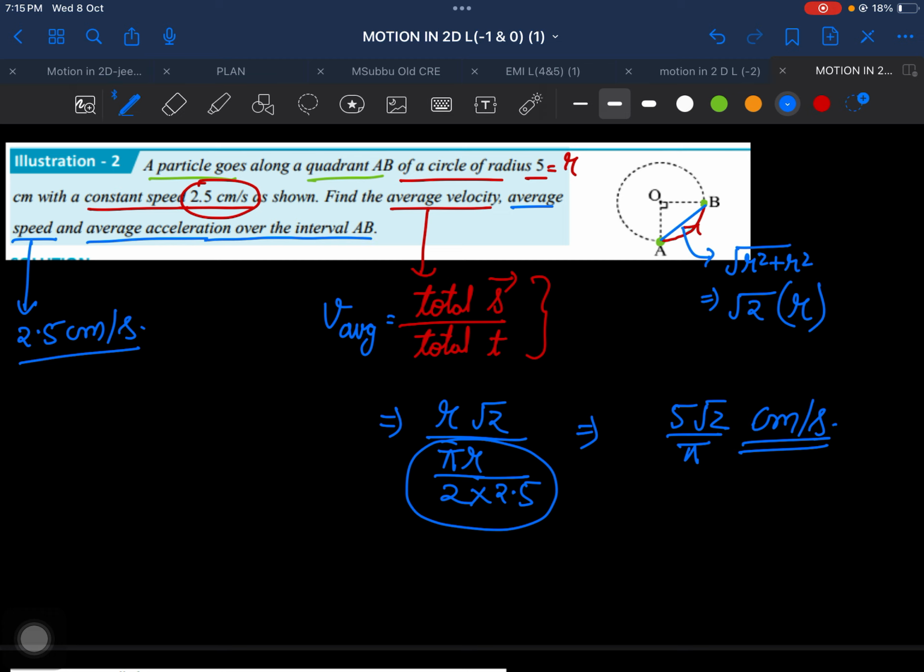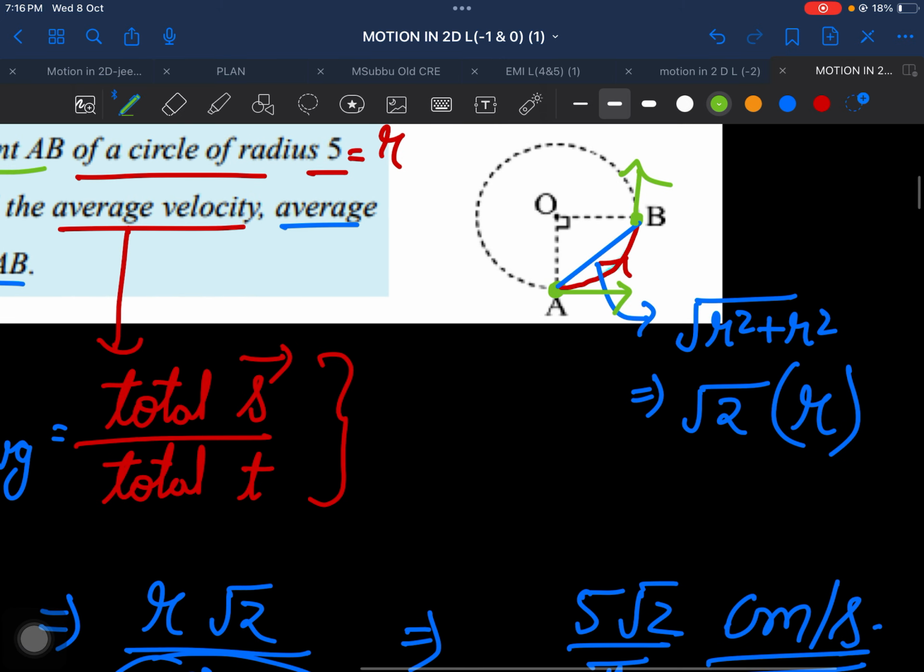So what about the acceleration now? What to do for acceleration? Average acceleration. So the change in velocity, right? Initially the velocity here is in this direction. Finally, the velocity will be here in this direction. Just think, everyone. Let me zoom it for you.